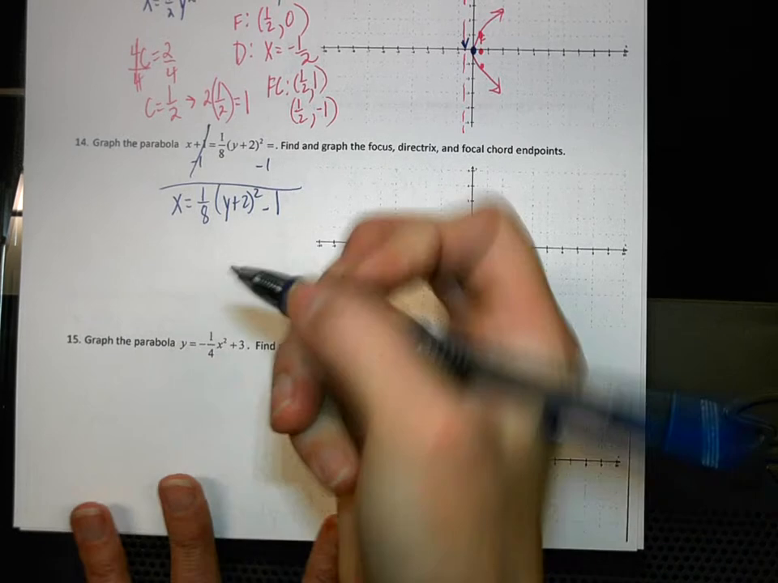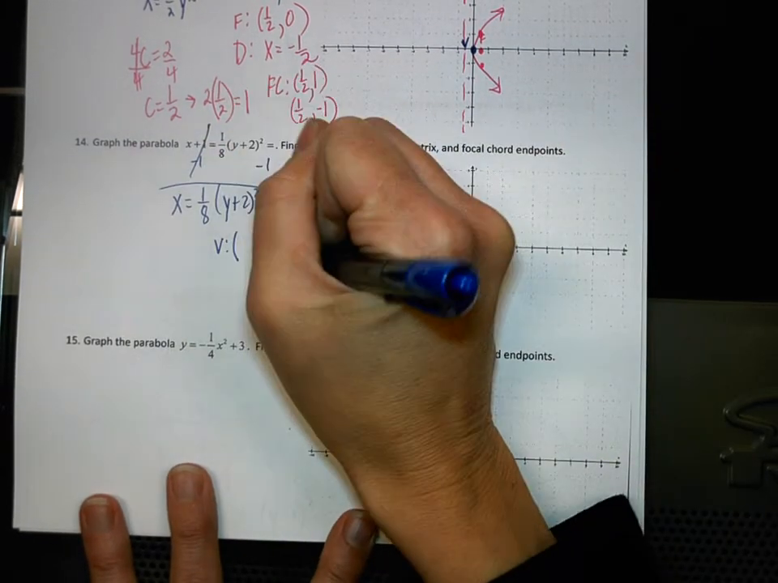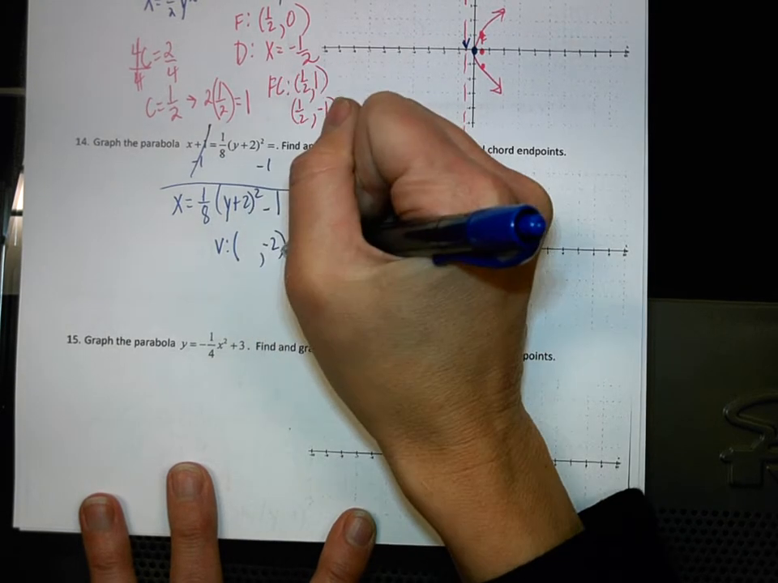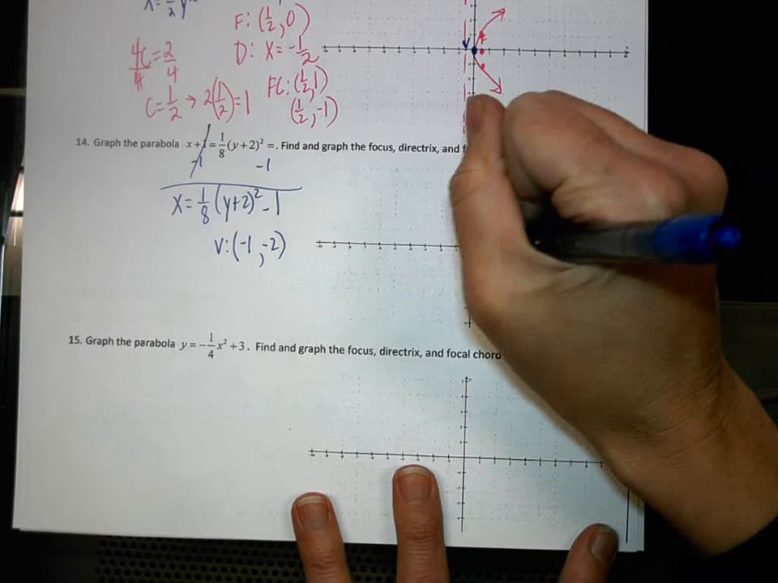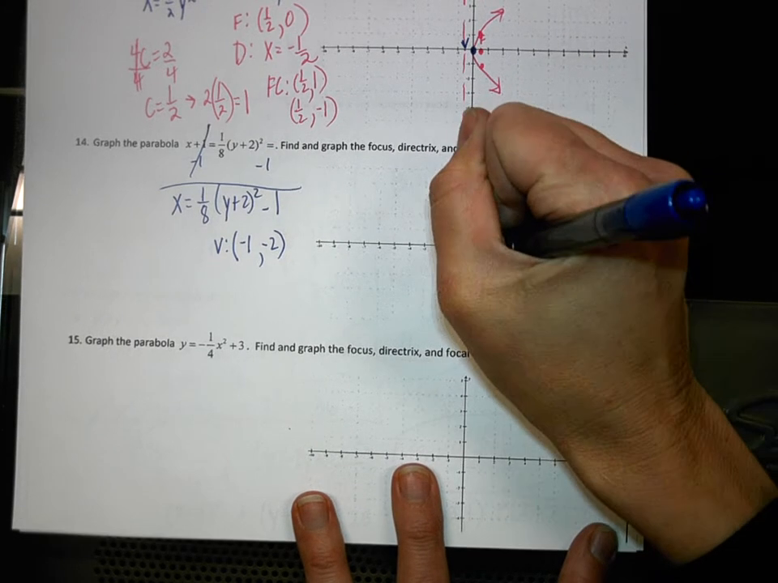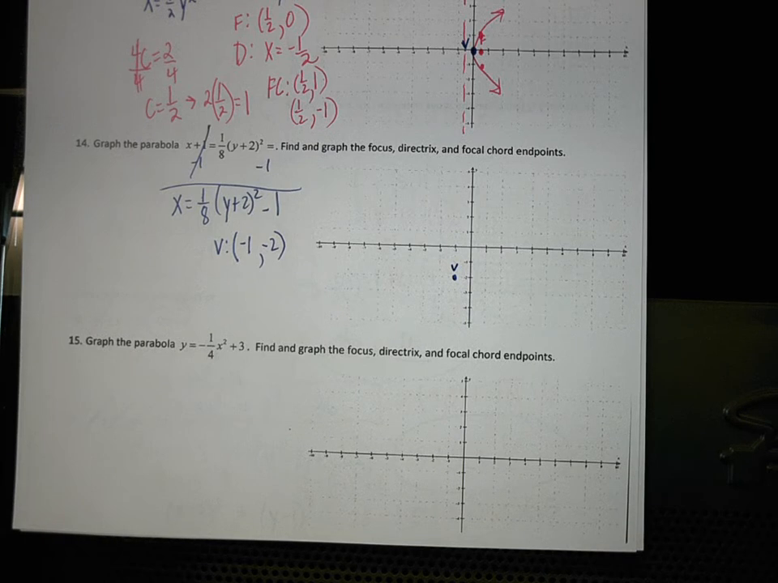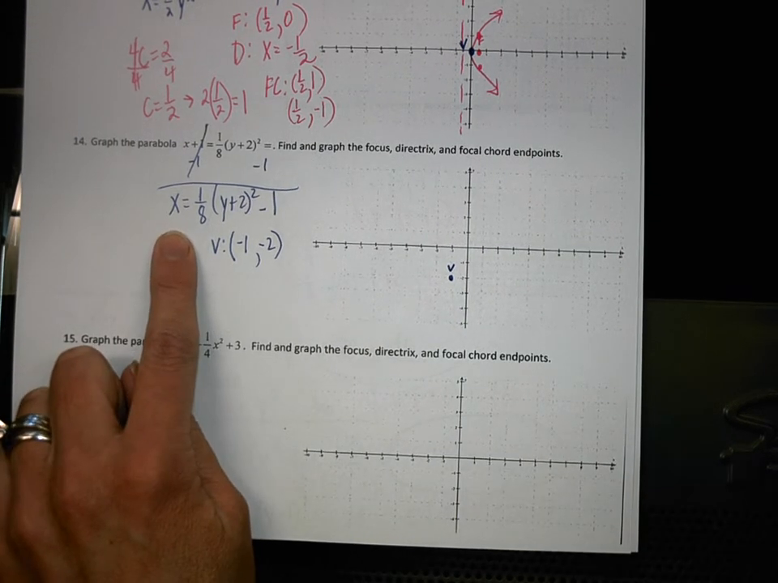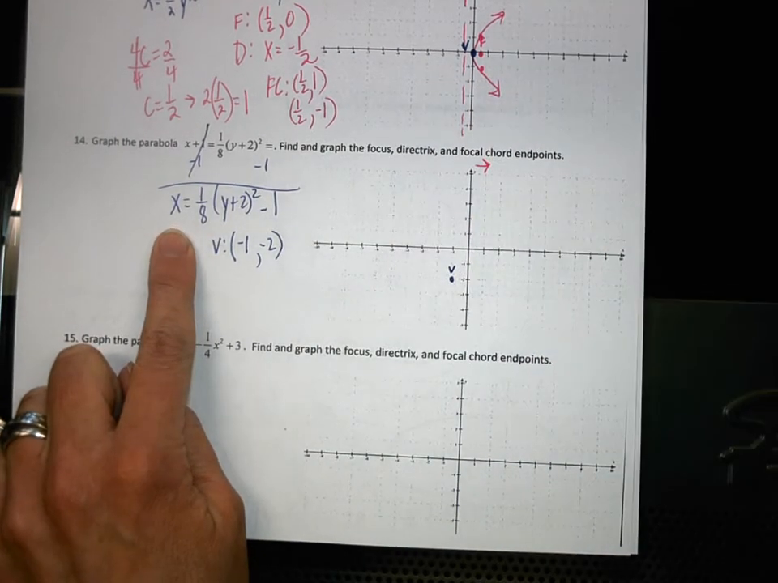After this, I know that my vertex, when I set this equal to 0, I get y equals -2, and because the y value is -2, I know that my x value is -1. So (-1, -2) is my vertex. For the direction of my parabola, because it's x equals, we know it's going to go either right or left, and we know specifically it's going to the right because this value is positive.